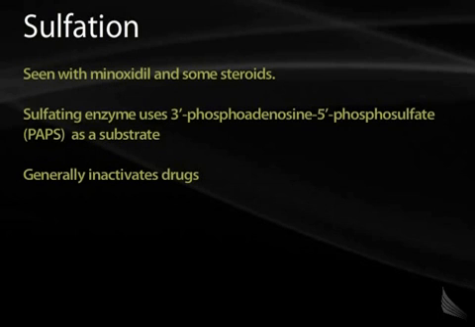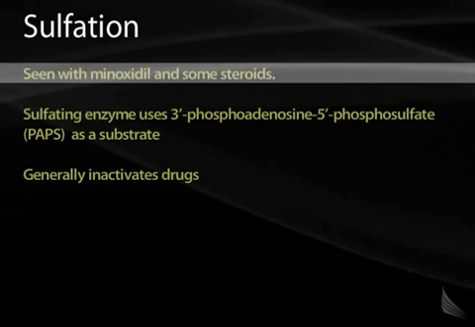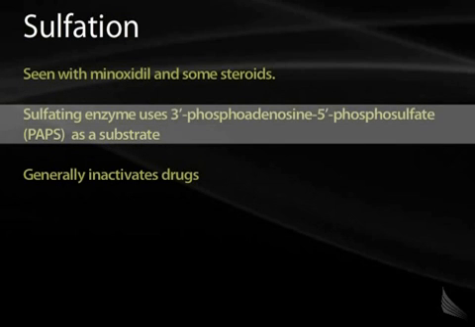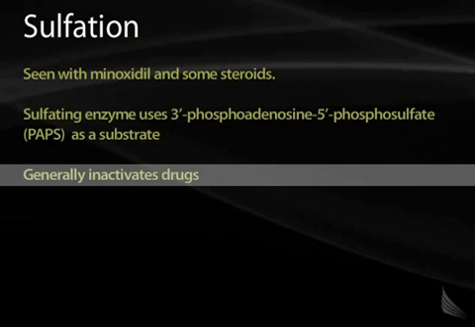Sulfation, another phase 2 reaction, is used to break down certain medications such as minoxidil and steroids. The enzyme in the body that's responsible for sulfating drugs uses as a substrate the molecule PAPS, which adds a sulfate group to the drug. Generally, this is thought to inactivate drugs.